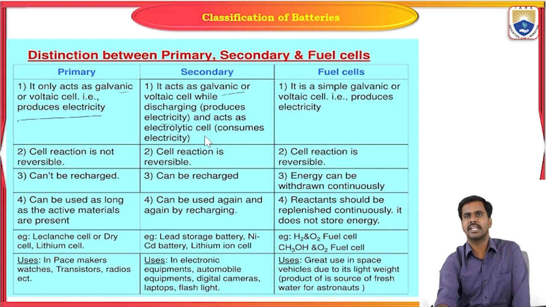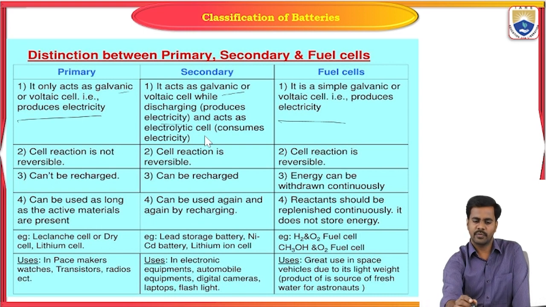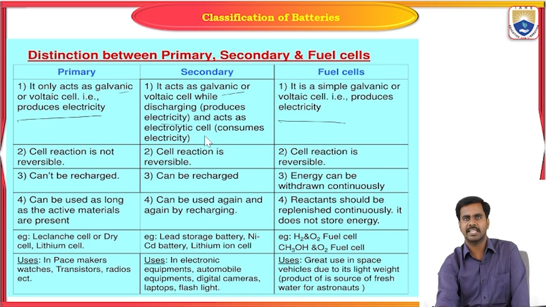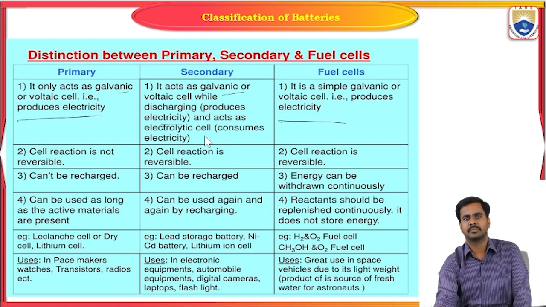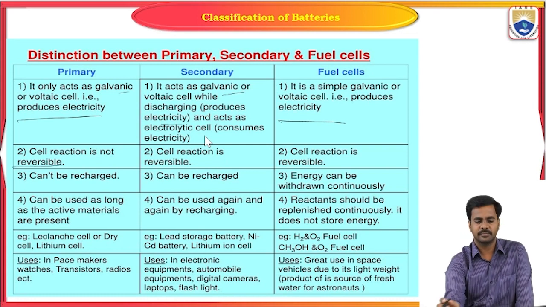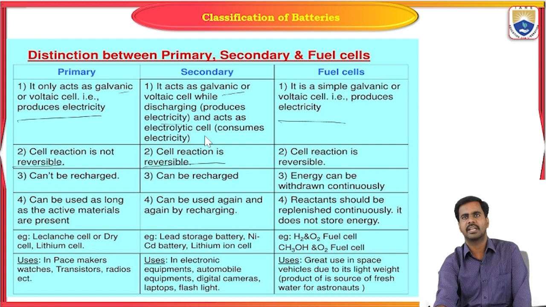Next, coming to the third one, that is the fuel cell. It is a simple galvanic or voltaic cell and produces electricity. That means a fuel cell also acts like a primary battery, but there are small differences between the fuel cell and primary battery. Next, coming to the cell reaction. For primary battery it is irreversible. Cell reaction for secondary battery is reversible, and cell reaction for fuel cells is also reversible.